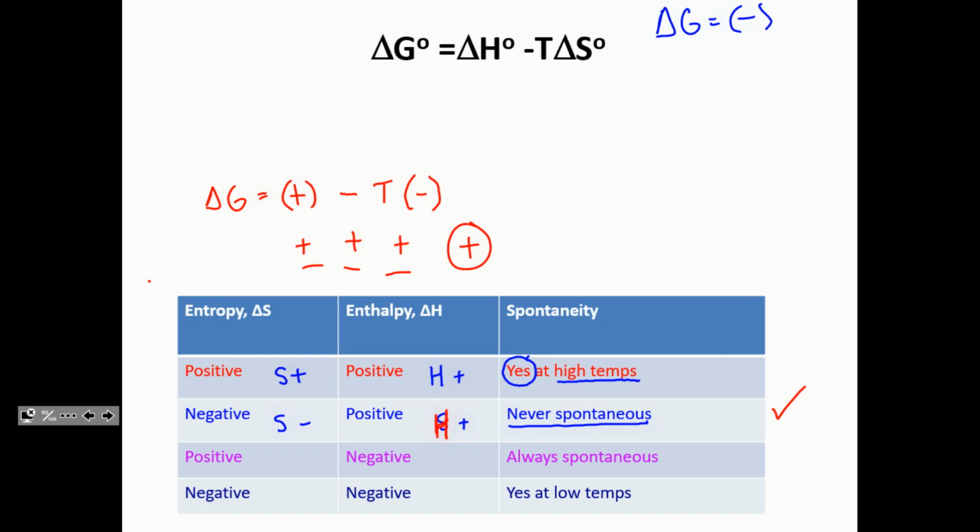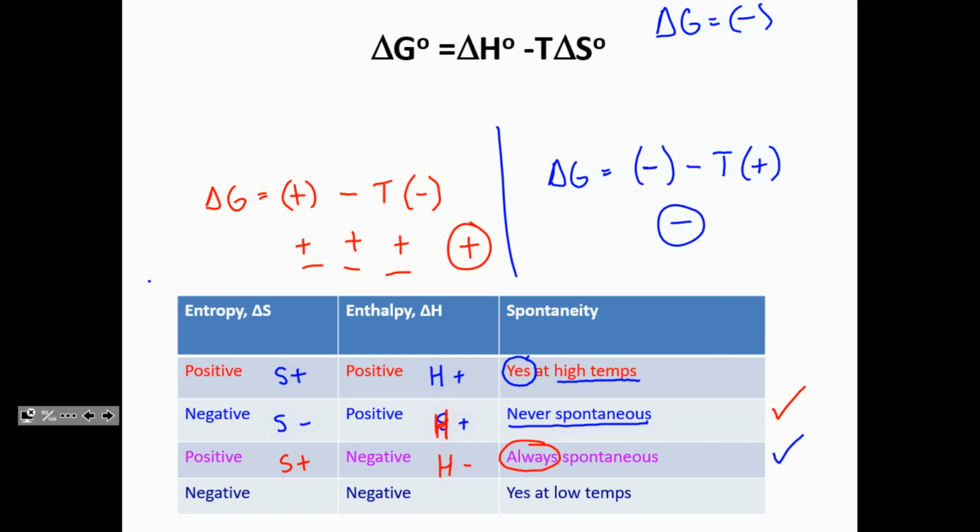Now, if S is positive and H is negative, it will always be spontaneous. Let me show you why. Delta G, if we take a negative H and we subtract the temperature times a positive number for the entropy, we'll be taking a negative value and subtracting more, which will always make it more negative. So this is an always situation as well. Now, if S is negative and H is also negative, this is going to be spontaneous, but only at low temperatures.